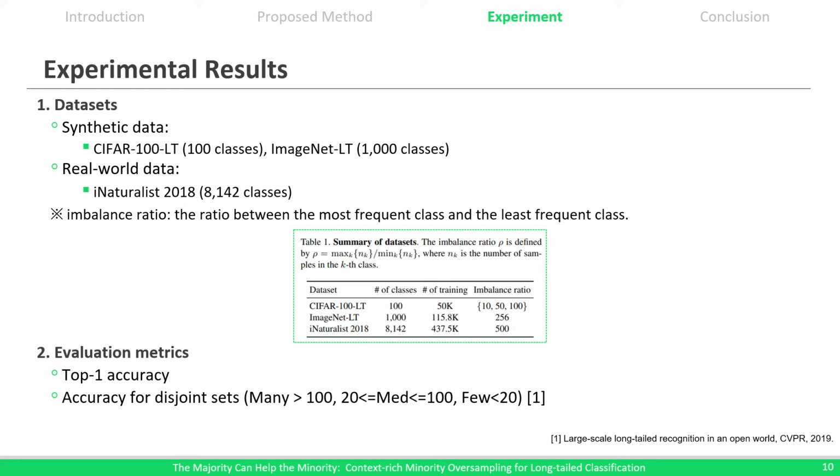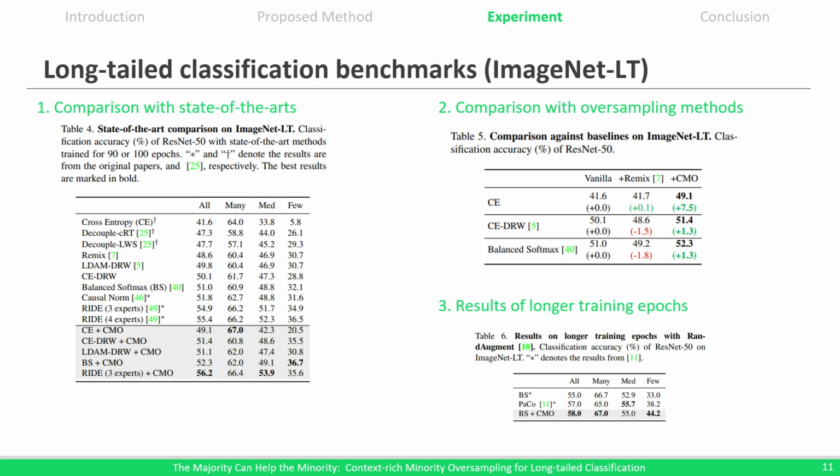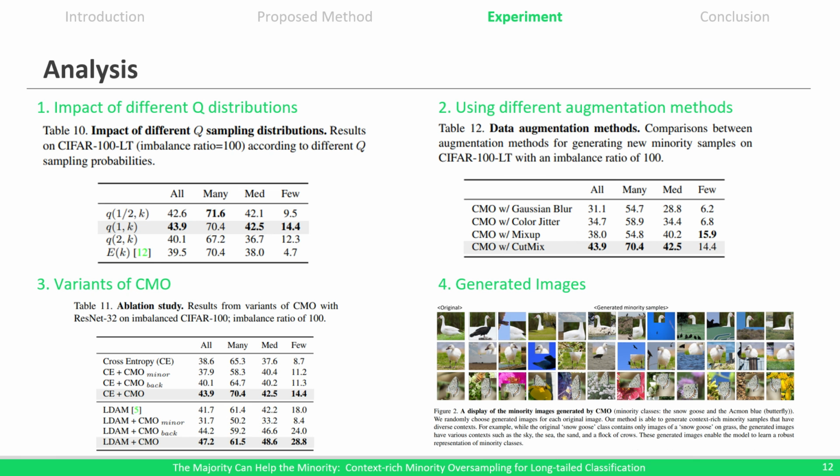We validate CMO on benchmark datasets with various imbalance ratios. As you can see, our method consistently improves existing methods and outperforms recent methods on ImageNet-LT. It is noteworthy that when trained for longer training epochs as in PaCo, our simple augmentation method outperforms PaCo, which uses contrastive learning. To justify the proposed method, we conducted various analyses. For more experiments and details, please refer to our paper.